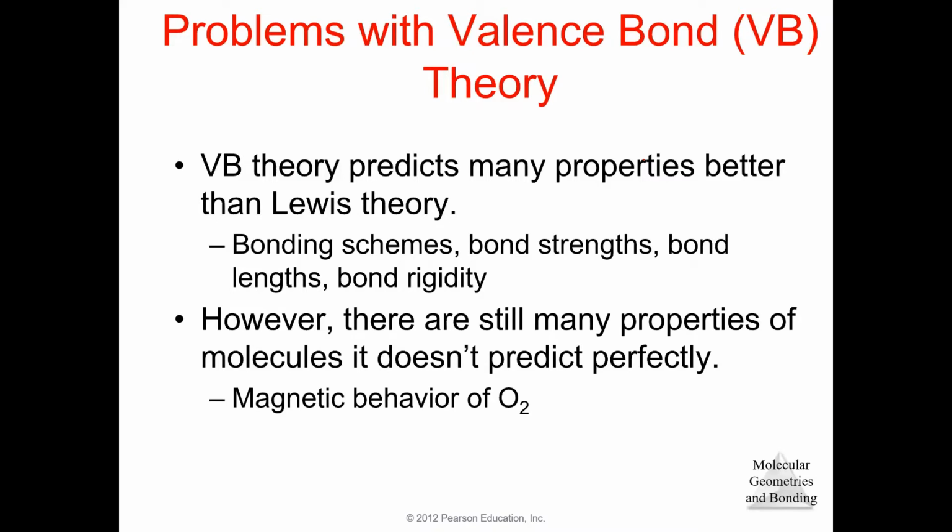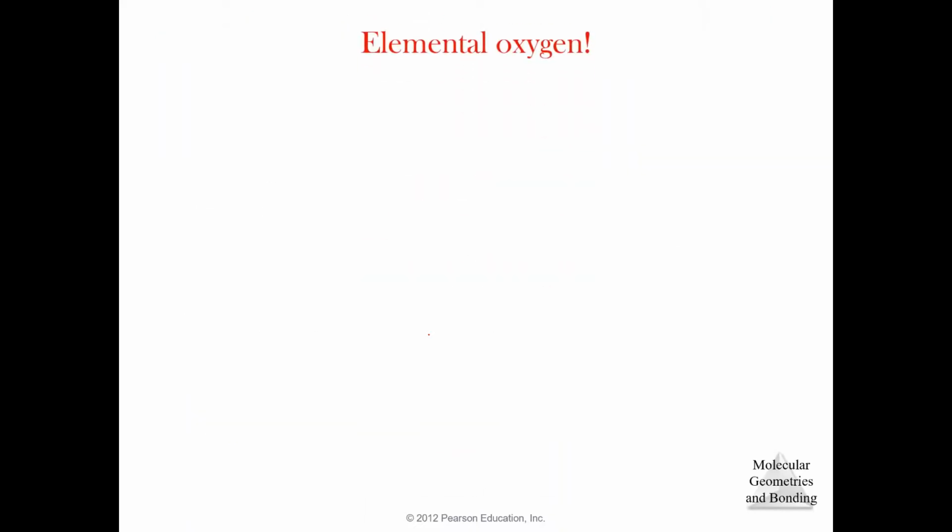So this is a problem with valence bond theory. What's the problem here? In valence bond theory, there are certain properties we cannot find out. One of those properties is the magnetic property of oxygen. For that property, just using what we learned from valence bond theory and hybridization, we cannot predict what's going on.